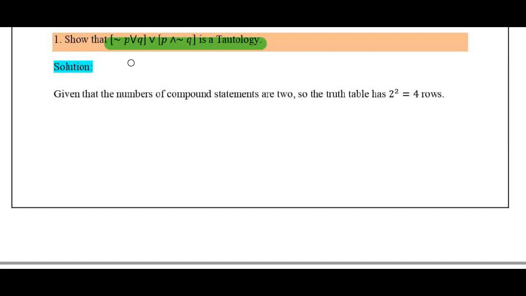Here you see how many statements are there. Here we have two statements, one is P, another one is Q. So the number of statements is 2, so the truth table has 2 power n rows. What is your n value? The n value is 2. So we get 2 square equal to 4 rows.